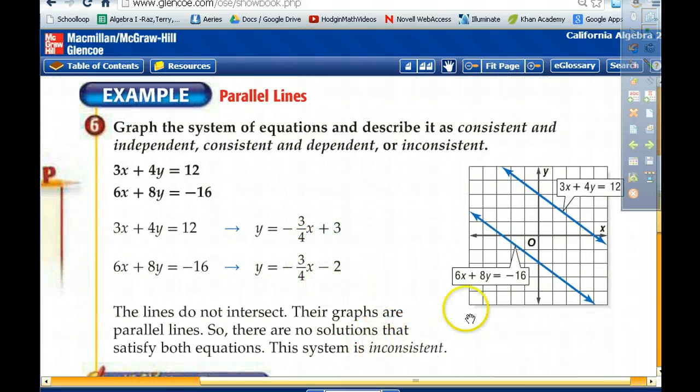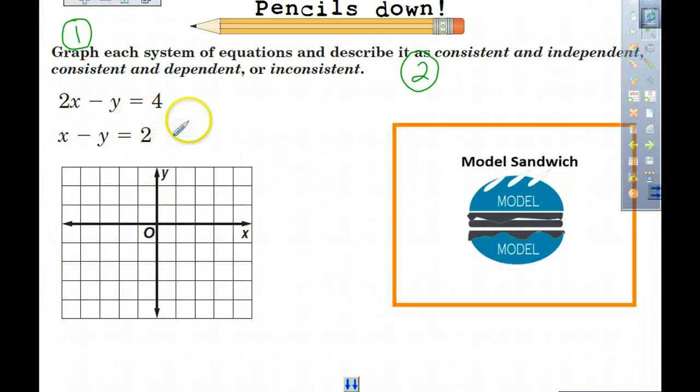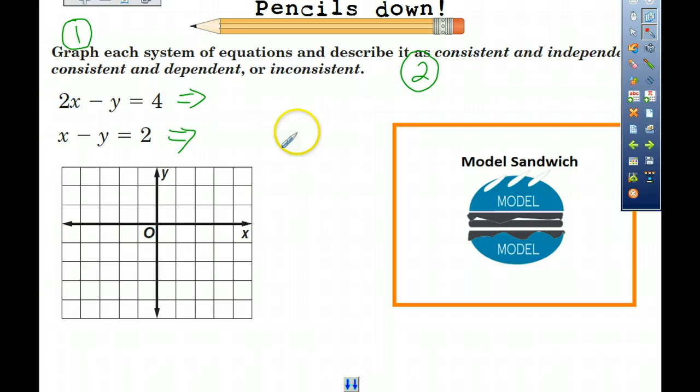I'm going to point out a few things just so we don't make some common mistakes. Okay, so why don't you go ahead on your paper and just solve both of those for slope-intercept. Practice problem. Try it out, see what you get.